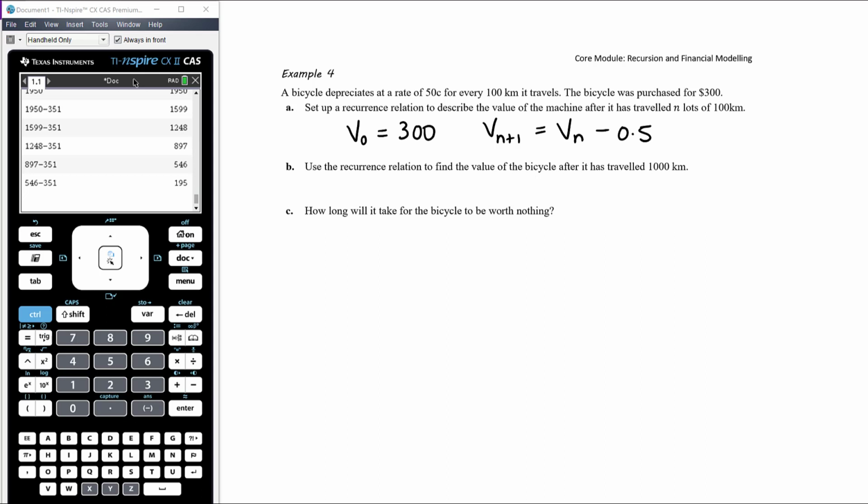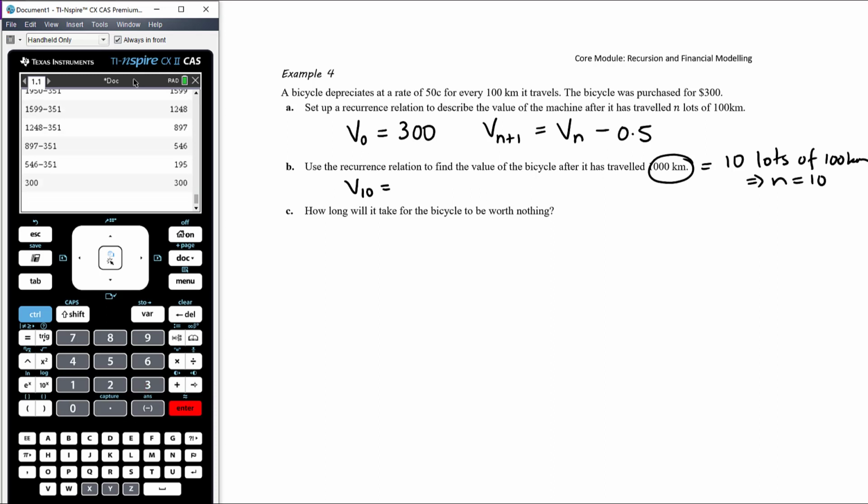Use the recurrence relation to find the value of the bicycle after it has travelled 1,000 kilometres. So 1,000 kilometres is 10 lots of 100 kilometres. So this means when n equals 10. So we want to find V10. Okay. So we're going to have $300, press enter. We're subtracting 0.5 each 100 kilometres. So that is after 100 kilometres, after 200 kilometres, 300, 400, 500, 600, 700, 800, 900, 1,000 kilometres. So that was V10, and it is $295.